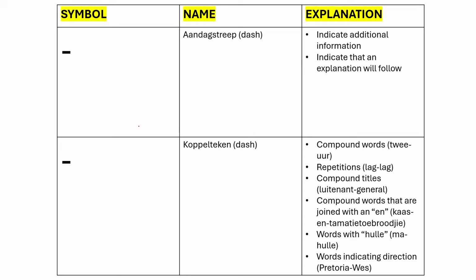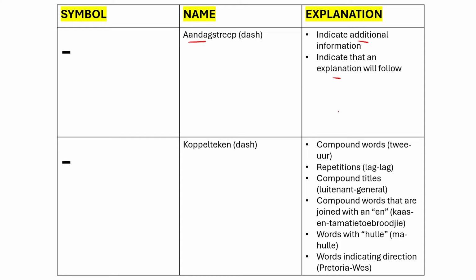Then, very important, we have the aandagstreep that is also called a koppelteken in Afrikaans, and they have two different functions, right? The aandagstreep, what is aandag? It's attention. So the aandagstreep draws the reader's attention. Why? Because they want to indicate additional information or that an explanation will follow. Then a koppelteken, which is also a dash, but when you think of koppelteken, right, think of compound. So your compound words.